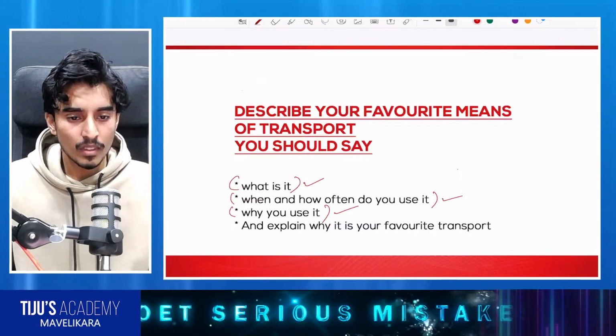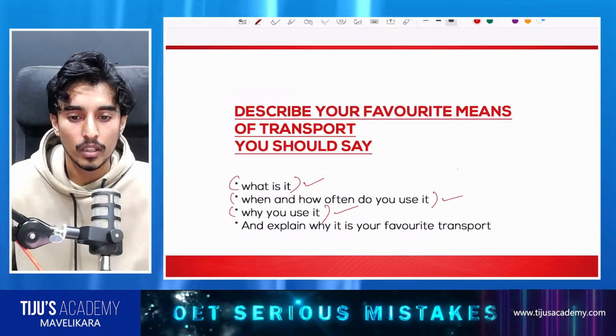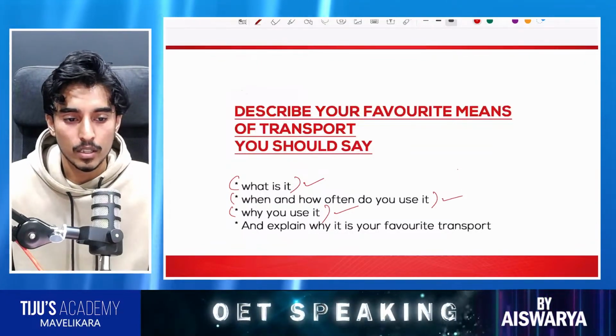Okay. Yes, idioms are a good thing to use, Raisa. If you are aware of a proper idiom which you can use in this place, you can surely go for that. That's a good thing.